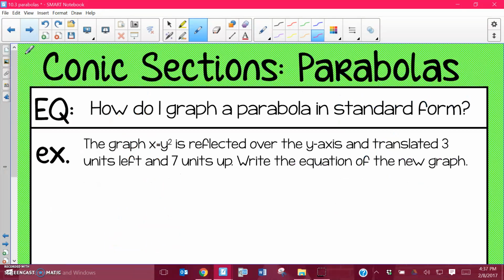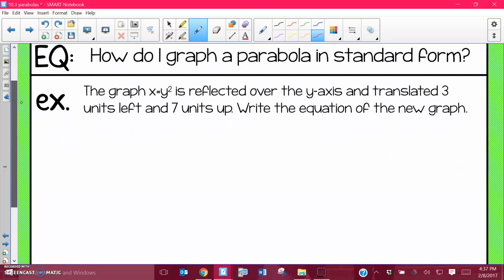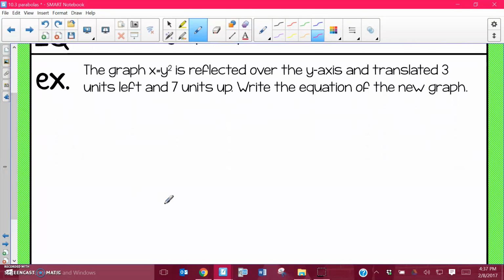Okay, now if they give you, for instance, words, where I'm going to reflect over some axes and translate 3 units left and 7 units up, you can always sketch a picture. Now you know here that I'm going to take this graph and I'm going to change it somehow. So if I'm translating left, remember, anything that happens inside your x parentheses are liars. So when I look here, I'm going to add 3 instead of subtracting. I think that it's subtracting, so I'm going to add.